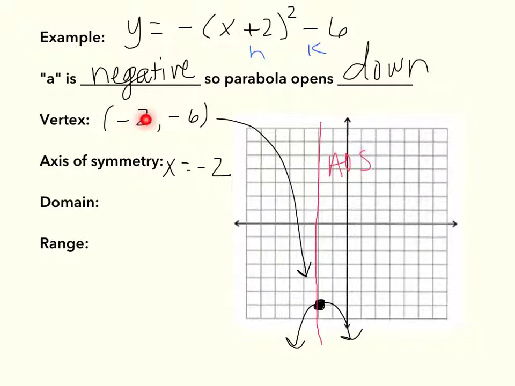And then my domain, a parabola is always, the domain, if it's up or down, is always going to be negative infinity to positive infinity. And my range, we read bottom to top, so negative infinity, and it stops here at negative 6. A bracket because it touches that point.